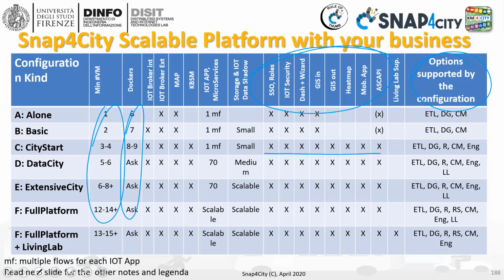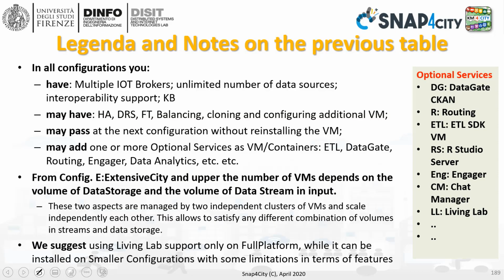You can add Living Lab support, you can add RStudio, you can add several other features as listed in this case. So routing support, Engager, Chat Manager, and Dashboard Builder, and so on. All the configuration may have multiple IoT brokers, may have support for high availability, DRS, fault tolerance and balancing, so you can install them on cloud and create a very robust solution as we have.